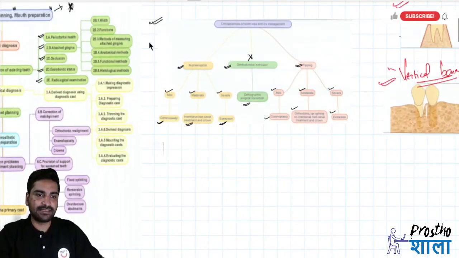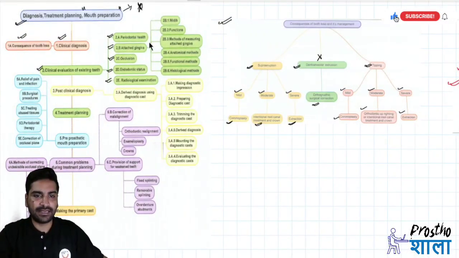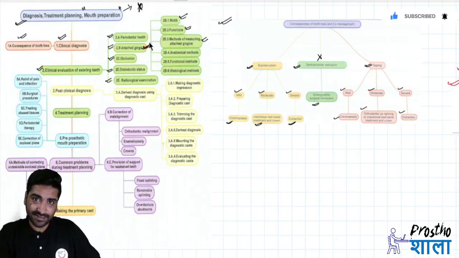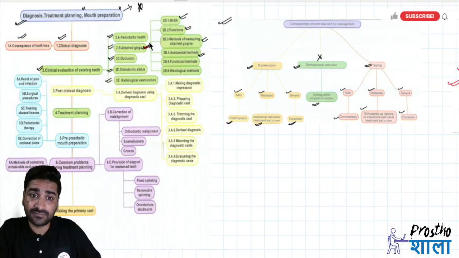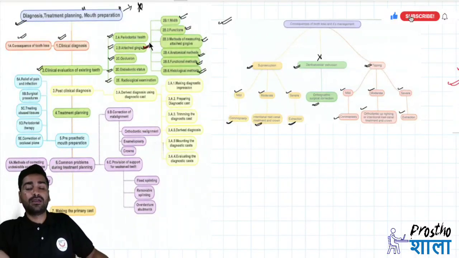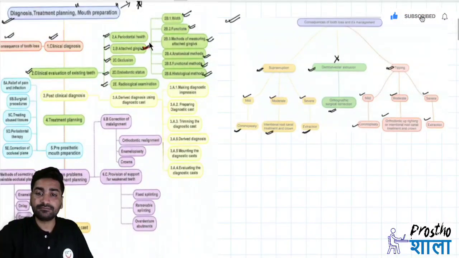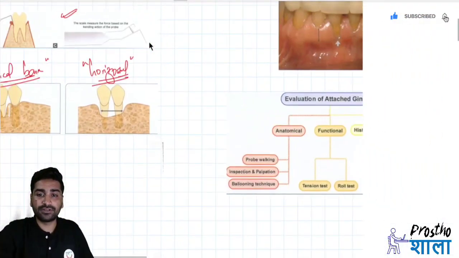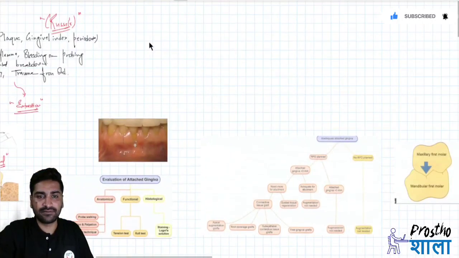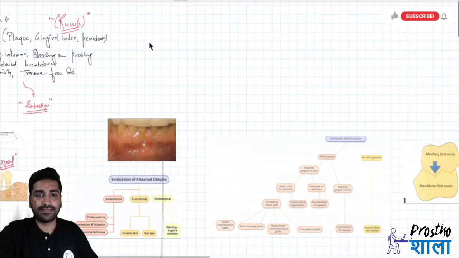Now the second thing which is important over here is the attached gingiva. We'll discuss attached gingiva in various terms: the introduction, the width, the functions, and the methods of measuring the attached gingiva. That can be anatomical methods, functional methods, or histological methods, right? So moving on to the attached gingiva. Firstly, what is attached gingiva? This is a very common thing to know.